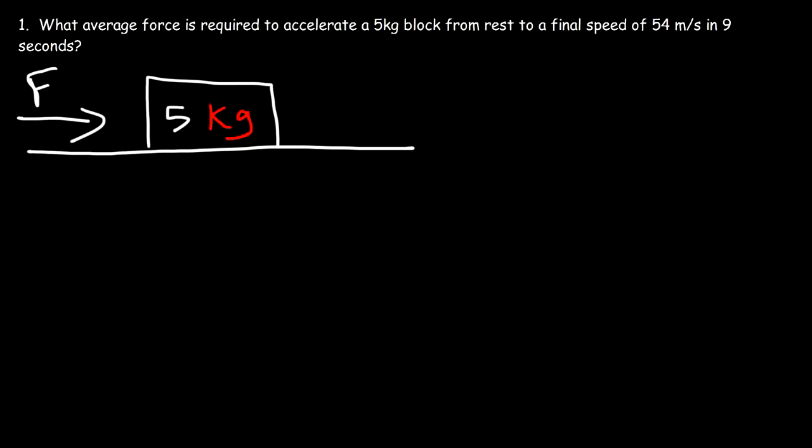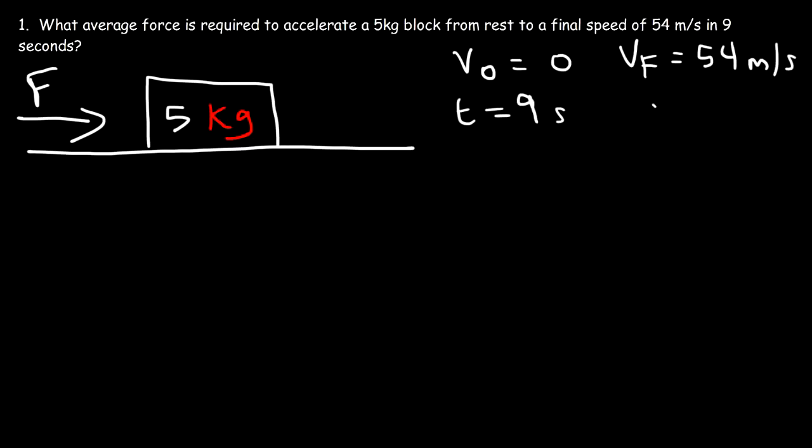How can we calculate the force? It's helpful if you write down what you have and what you need to find. We know the initial speed is 0. It starts from rest. The final speed is 54 meters per second, and the time is 9 seconds. We don't know the acceleration and we don't know the force. In order to calculate the average force, we need the acceleration.